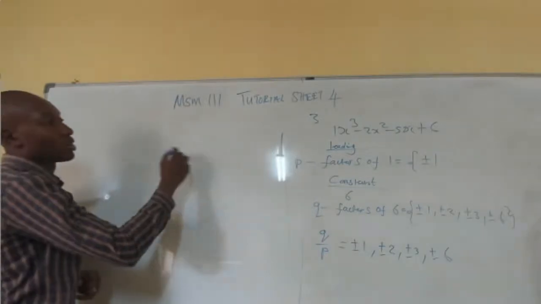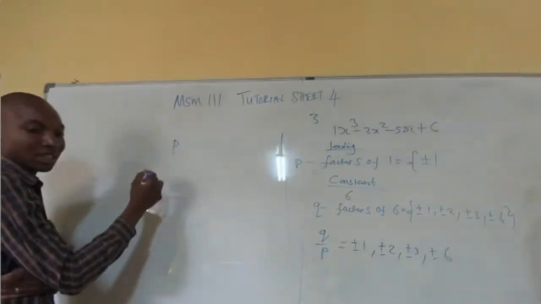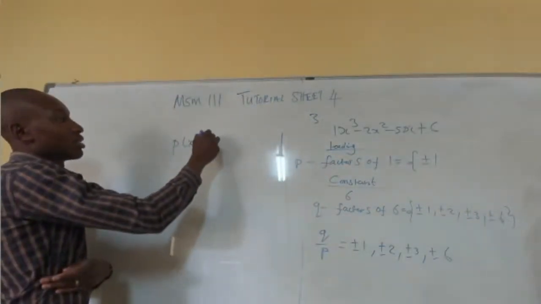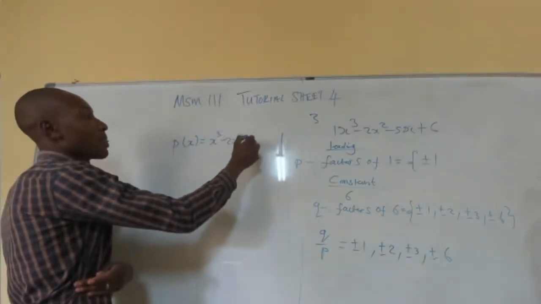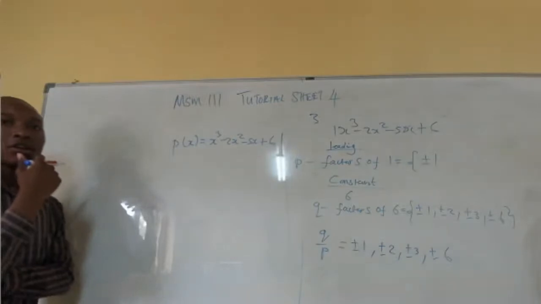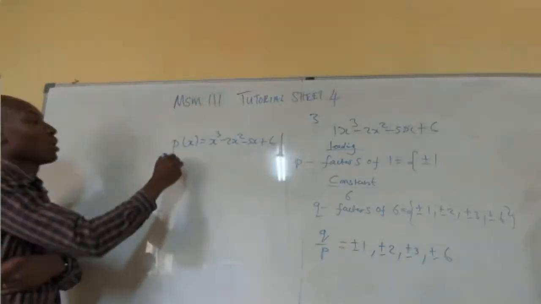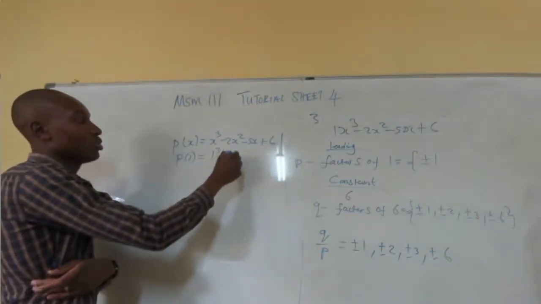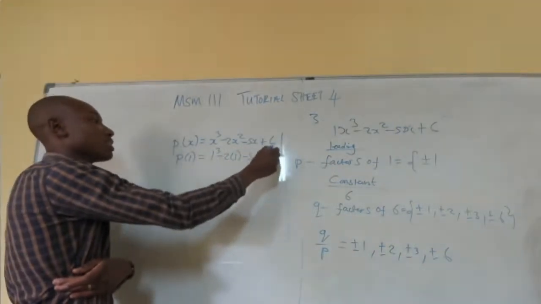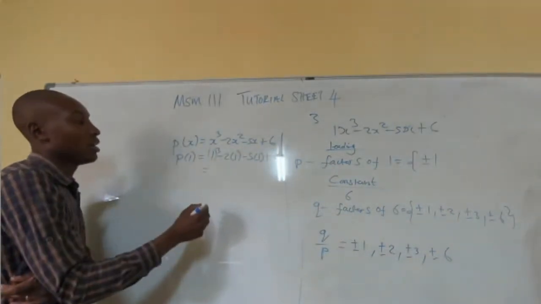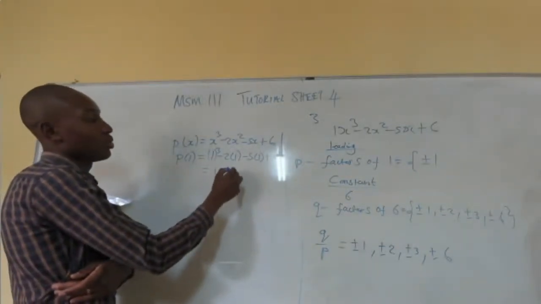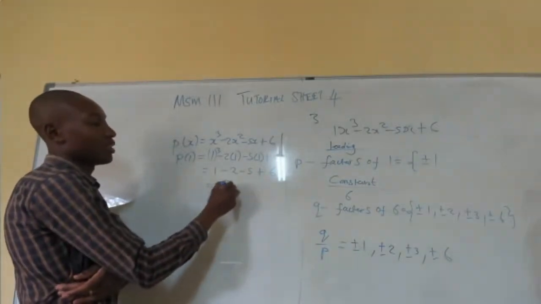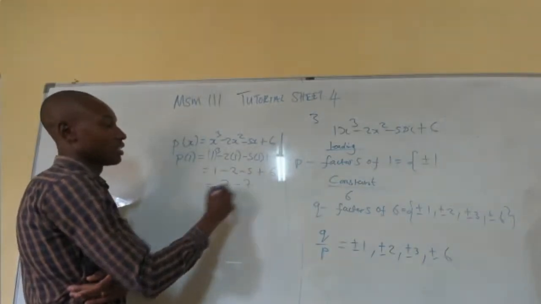So let's assume the polynomial is given as P of x, where P of x is x cubed minus 2x squared minus 5x plus 6. Then we want to know what P of 1 would be. So P of 1 would be 1 cubed minus 2 times 1 squared minus 5 times 1 plus 6. So we say 1 minus 2 minus 5 plus 6. So we have 1 plus 6, which is 7, minus 2 minus 5, which is negative 7, giving 0.